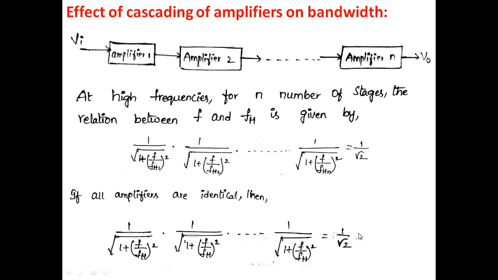This is the basic, or fundamental, formula for calculating the upper 3 dB frequency or lower 3 dB frequency. Now if all the stages are identical, let us write the formula as 1 by square root of 1 plus f by fh whole square, whole power n, which is equal to 1 by root 2. You remove this n and bring this to this side. This is very easy. You remove this n and bring it over here, and you will get root 2 whole power n.